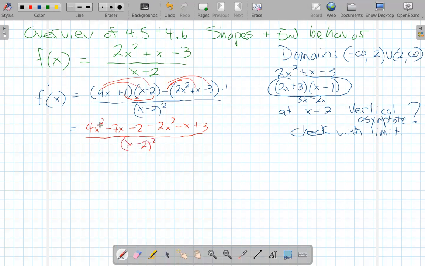And we have some like terms there, so let's clean that up. So 4x squared minus 2x squared is I get a 2x squared in the top. Negative 7x minus x, we get a negative 8x. And then negative 2 plus 3 would be a plus 1 over x minus 2 squared.